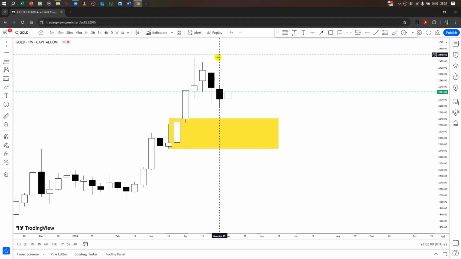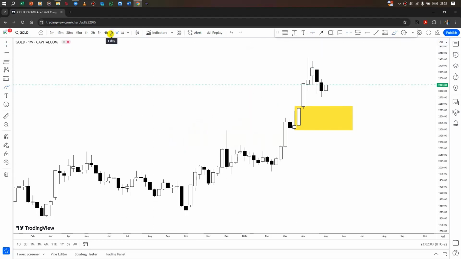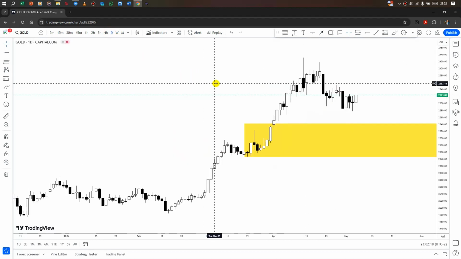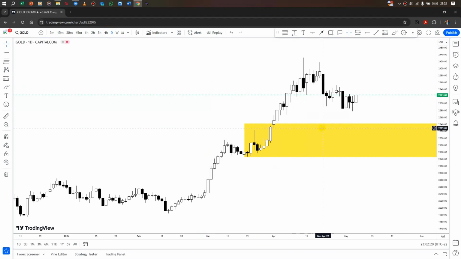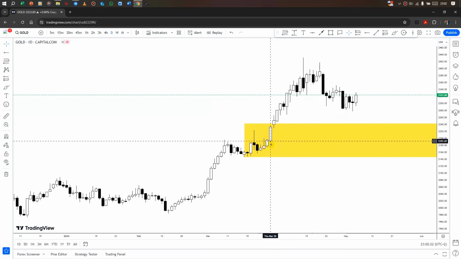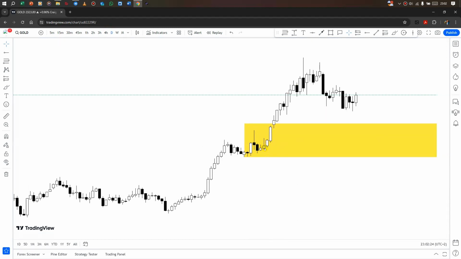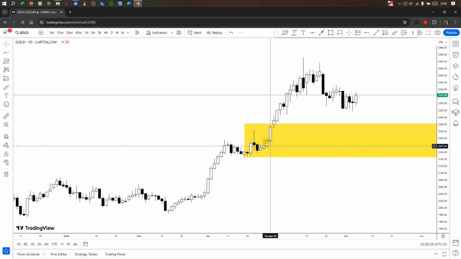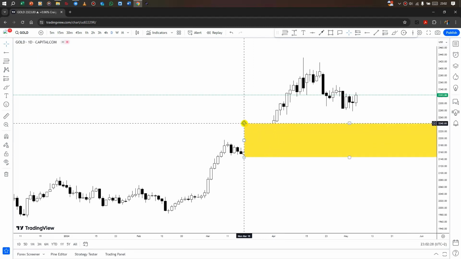Then after that, we can look on our daily time frame for a fresh daily demand zone, so we can anticipate this before it happens. In that case, if we have this as our weekly demand zone here, you can go to your daily time frame and look for your fresh daily demand zone. So on our daily time frame, as you can see, we have this level here as our fresh daily demand zone.